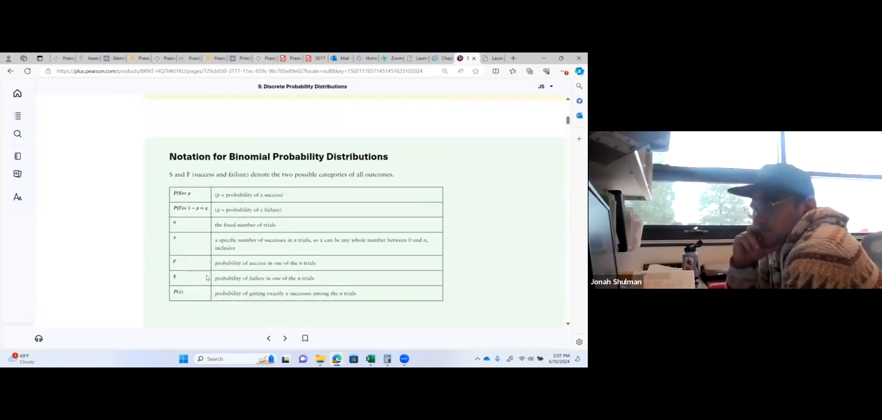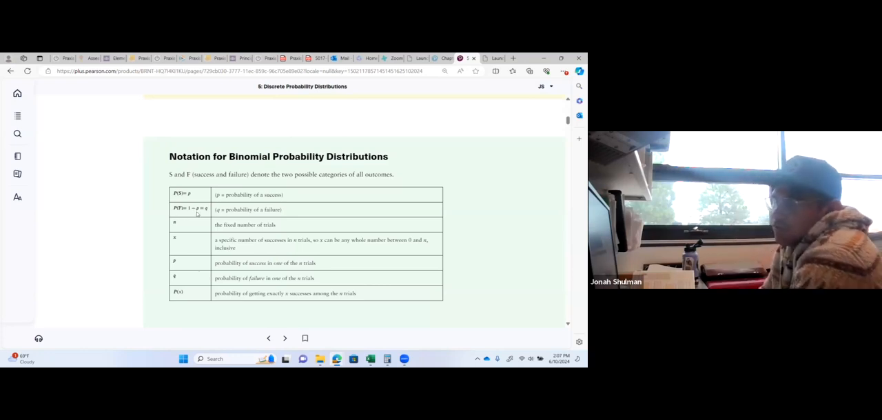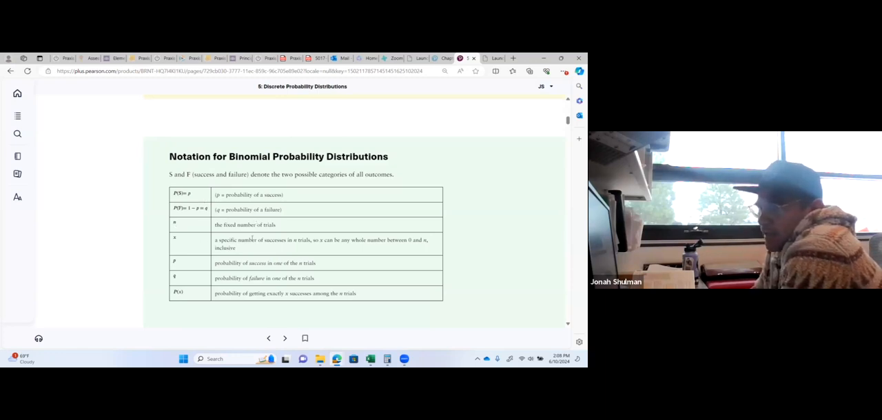So new notation. The probability of a success is P, a little p for probability of success. Probability of failure, that's what the F stands for, is q, which is 1 minus p. N is still the number of trials. X is the specific number of successes in the n trials, so X could be a whole number between 0 and n. This is how many we've actually done. So X is the successes, p is the probability of success, q is the probability of failure, and what we care about, P of X, is the probability of getting exactly X successes in these n trials.